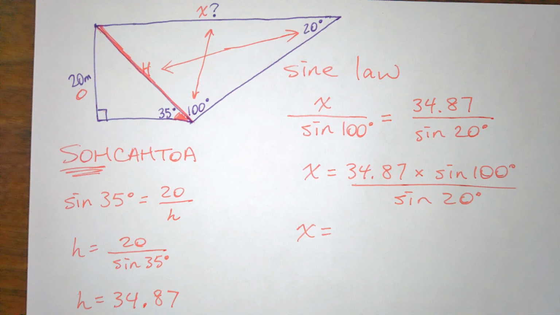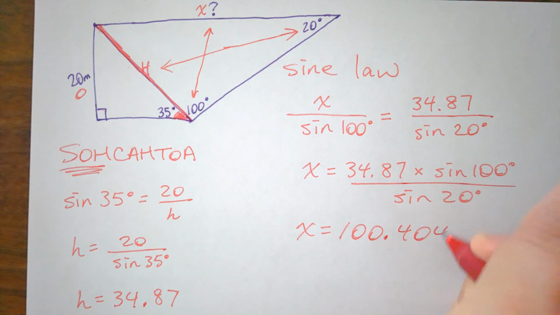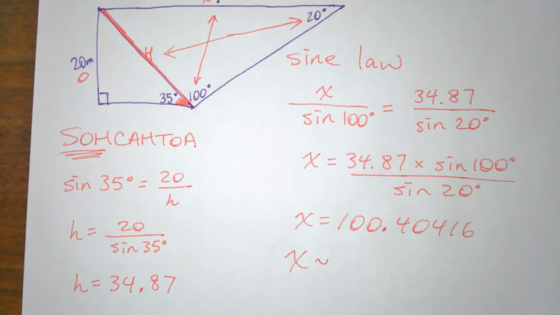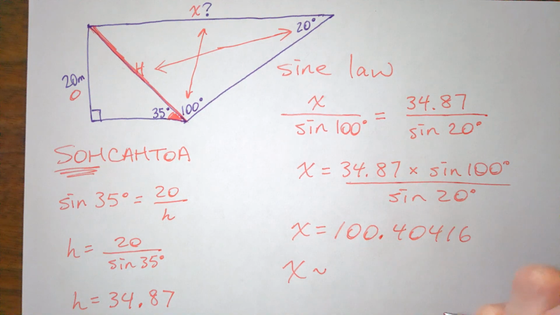Sine 20 degrees. Okay, you get 100.40416. I'm gonna round this to the nearest 10th. What would my answer be for nearest 10th? I got 100.5. I don't know how.